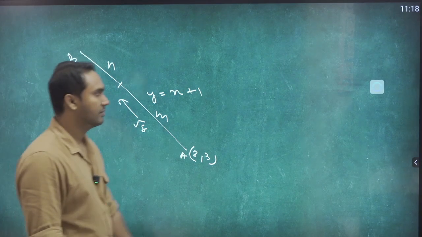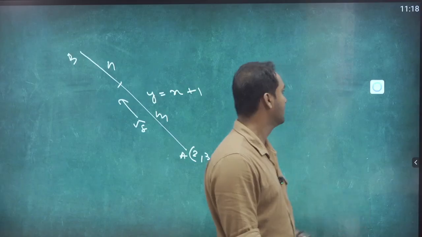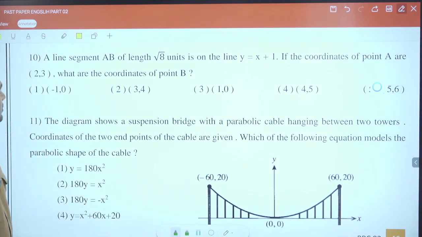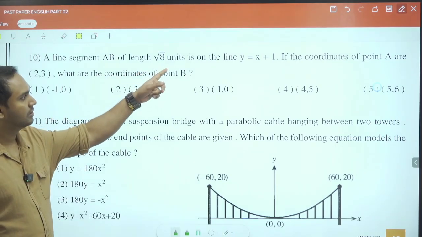What are they asking for? Like, what is the question asking for? The coordinates of a point. What are the coordinates of point B, if the coordinates of point A are given and the line segment AB is root 8?